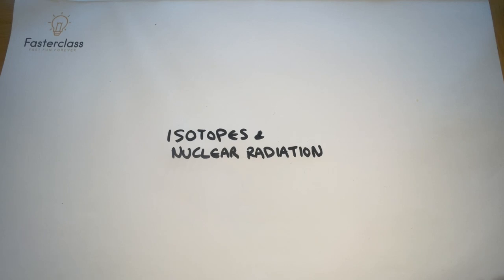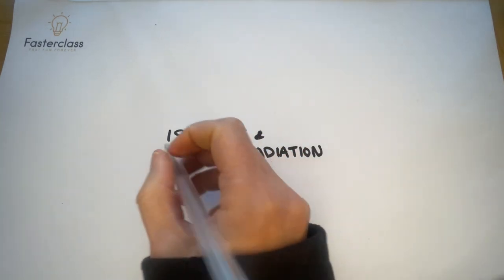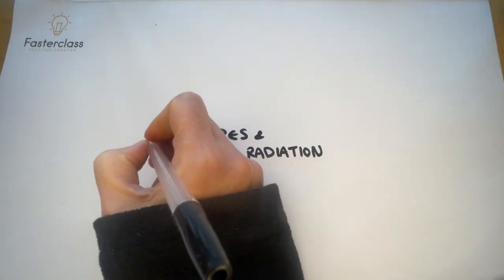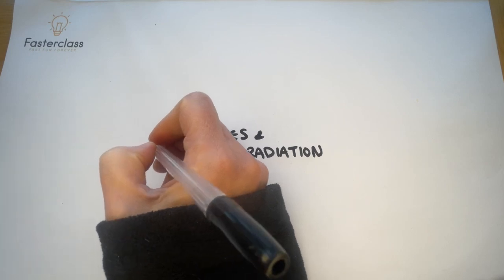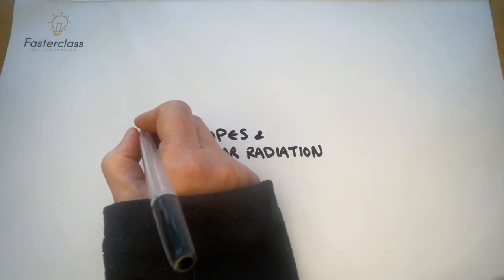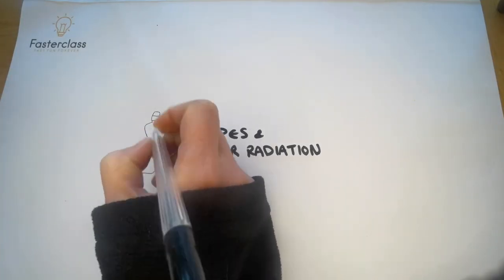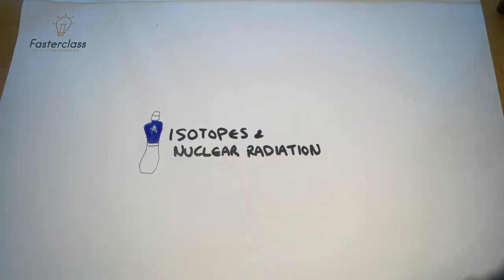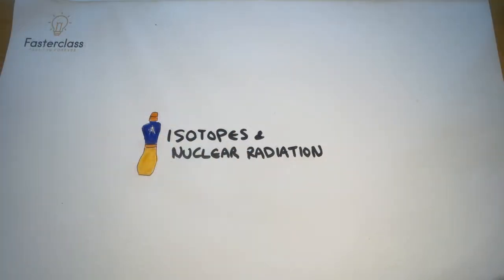For isotopes and nuclear radiation, I'm going to draw a bottle of Lucozade because that makes me think of isotopes because it's isotonic. So it's a different thing, but it's a picture, as you know, that makes us think of the word. Now, I'm sure you'll agree that's the worst drawing you've ever seen of an isotonic drink. But that's my drawing.